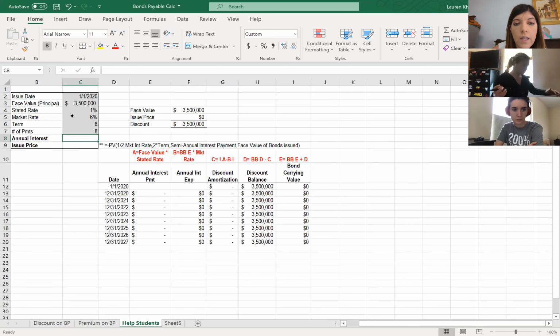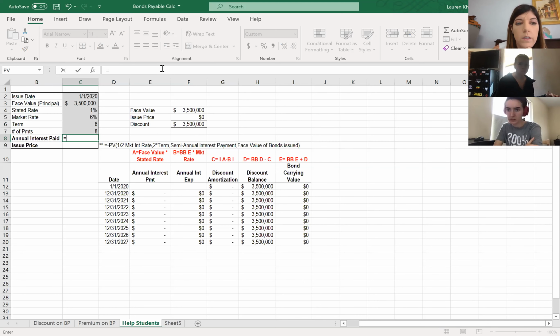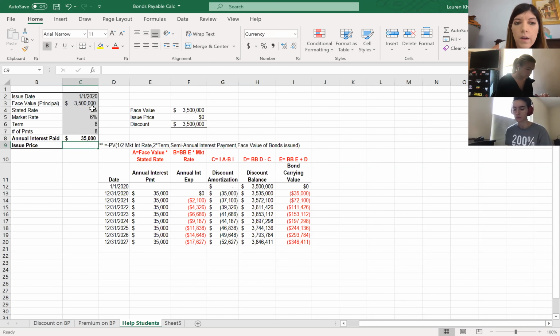How do I calculate the annual interest payment? Face value times stated rate. Yes, so we're going to take 3.5 million, which is the face value of the bonds issued, times the stated interest rate of 1%, and that's it, because we're paying interest one time per year, so we don't have to multiply it by anything else. So the annual interest paid is going to be $35,000.